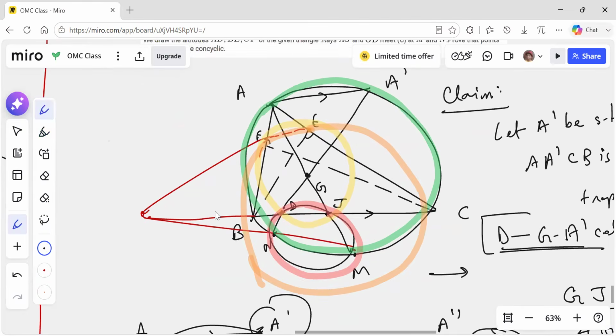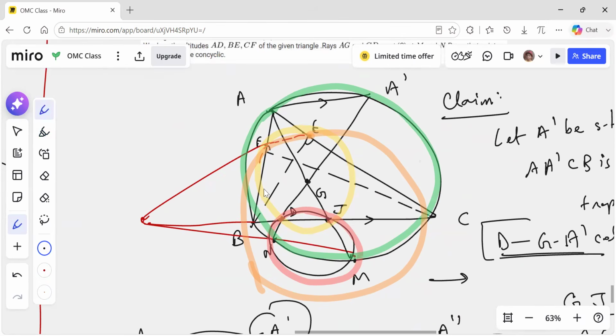What is the radical axis of the green circle and the yellow circle? It is not something nice. Never mind, we won't use that. What is the radical axis of pink circle and yellow circle? That is DJ, which is nice. And then what is the radical axis of pink circle and the green circle? That is MN. And the pink circle and the orange circle is EF.